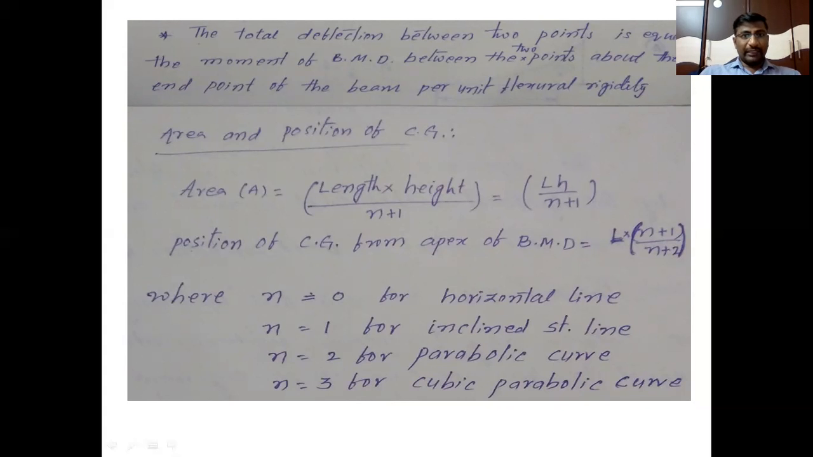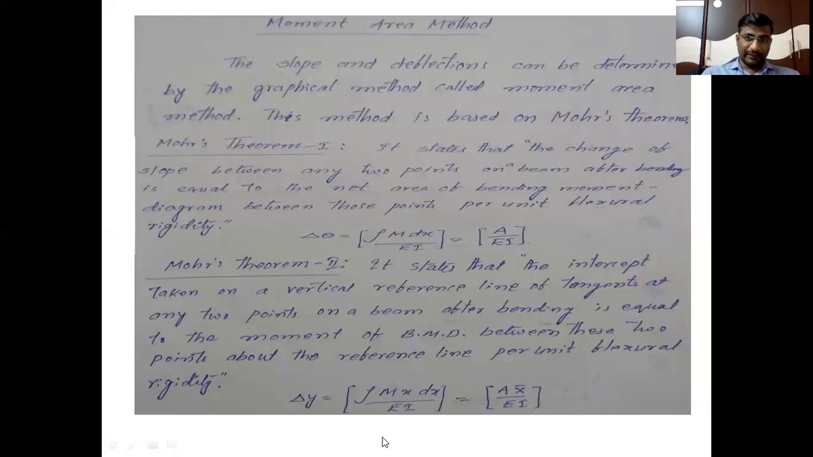So area and position of the CG, that is A and x bar. In this formula, A, the area, is there, and in this formula A x bar is there, the first moment of the bending moment area. So we should know the area and x bar for different bending moment diagrams having different shapes.